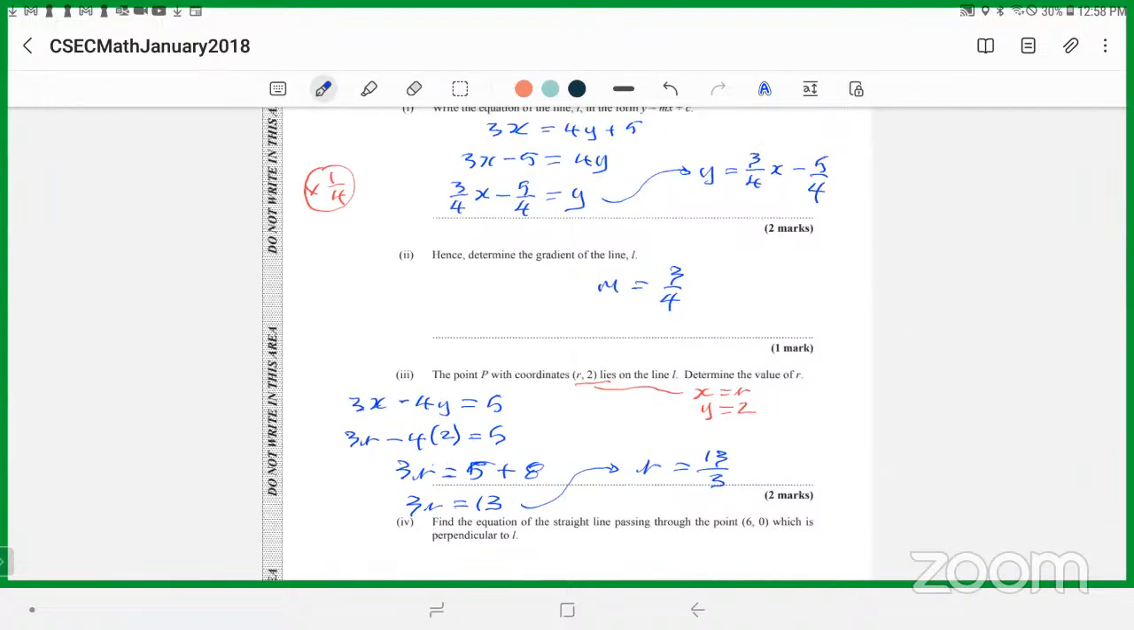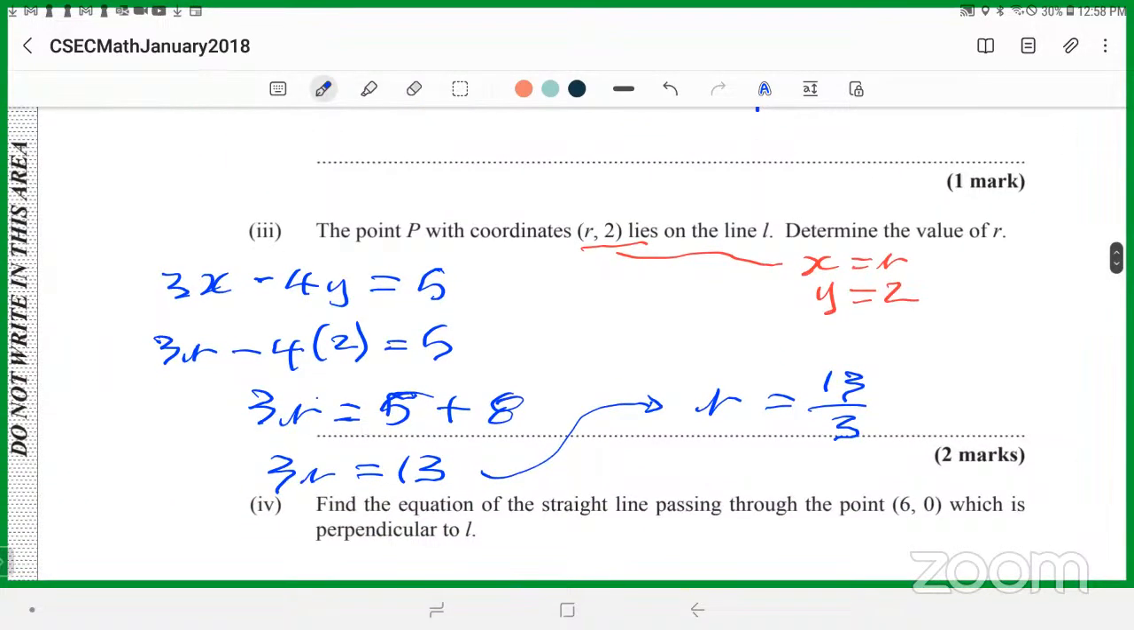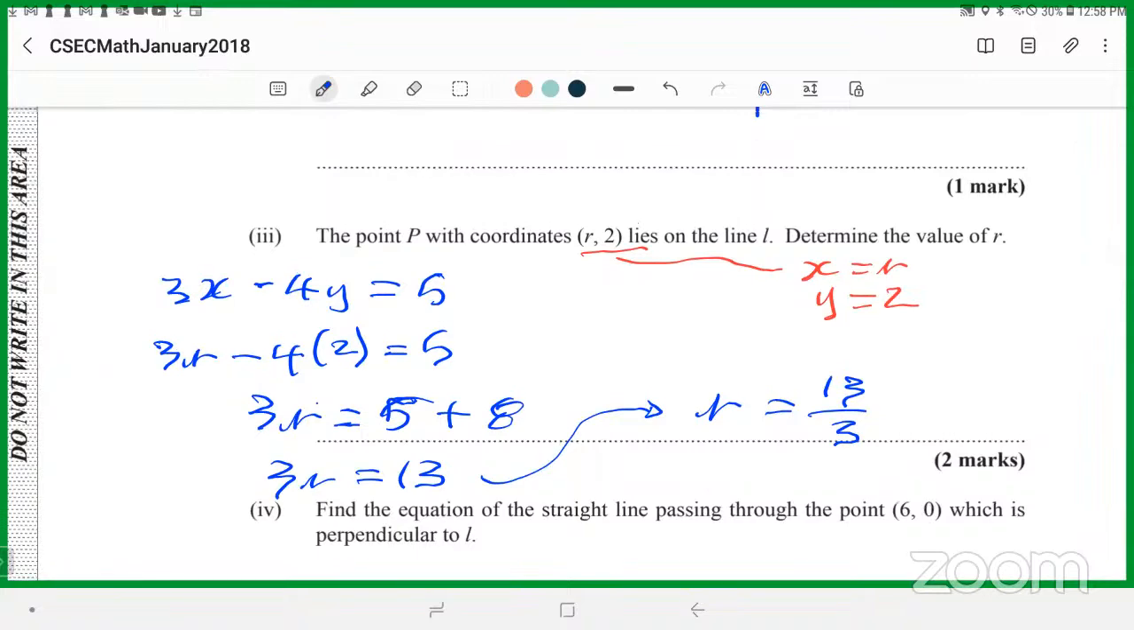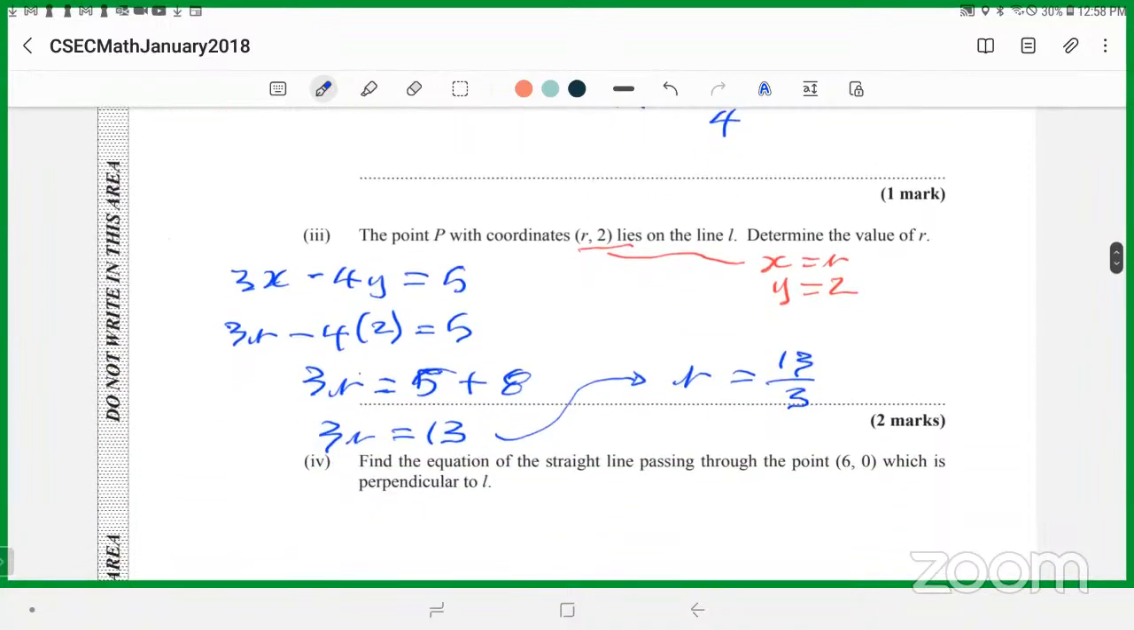Want to go to that? Yes, sir. I substitute the coordinates into the equation of a line because the point is on the line. So the point satisfies the equation of a line. It means that you can substitute the x and the y coordinate of the point into the equation. That was a 3x minus 4y. Good, I was checking. So I put the r for the x and put the 2 for the y.